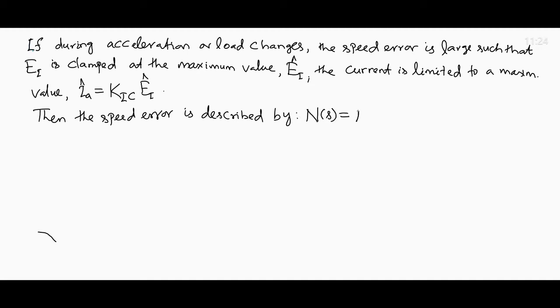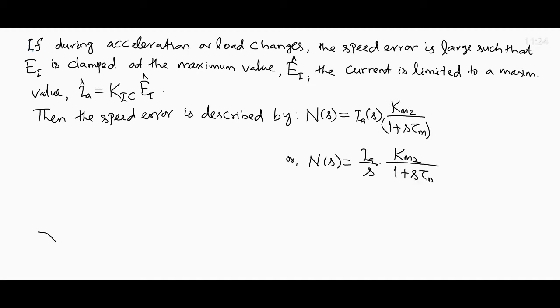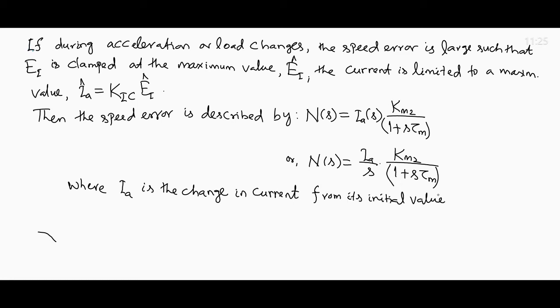NS, that is IAS into Km2 divided by 1 plus S tau m, because IAS by NS by IAS is Km2 divided by 1 plus tau m, or NS is IA by S into Km2 divided by 1 plus S tau m, where IA is the change in current from its initial value to the maximum value.